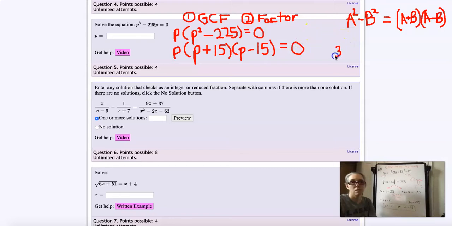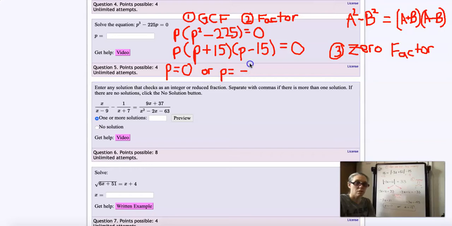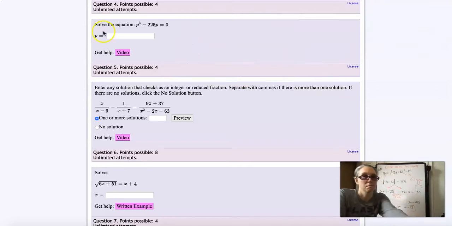Step 3 is to use the zero factor property. That means that each one of these could equal 0. So we have p is equal to 0, or if p plus 15 is equal to 0, then that gives us p is equal to negative 15. Or if this last factor, p minus 15, is equal to 0, then that means p is equal to 15. So that means we actually have 3 different solutions: 0, negative 15, and positive 15. So let's go ahead and put those in. 0, negative 15, positive 15.